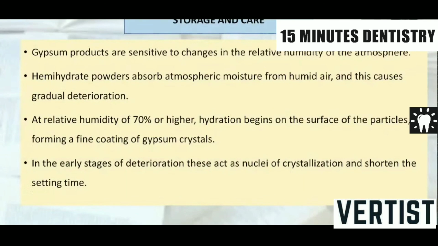Storage and care: you have to always store this in a dry area, because humidity always changes the properties of it. If there is contamination with water, there is always a chance that it will set by itself. So always store in a dry and clean area.